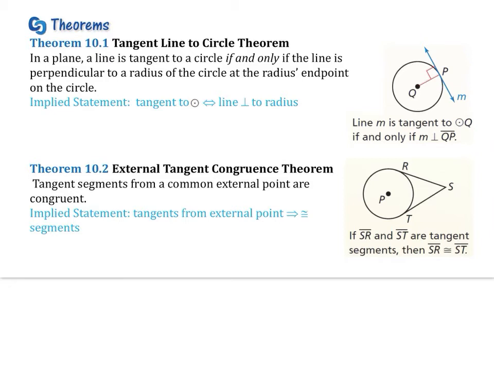All right, the external tangent congruence theorem. Tangent segments from a common external point are congruent. In other words, implied: tangents from external point implies congruent segments. This one's pretty easy. Basically, here's our external point S, and RS and TS are tangent, meaning they intersect the circle at exactly one point R, and exactly one point T. Both these tangents come from the same external point. So that means that these segments are congruent. They're equal in length.